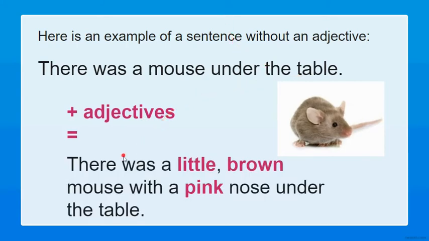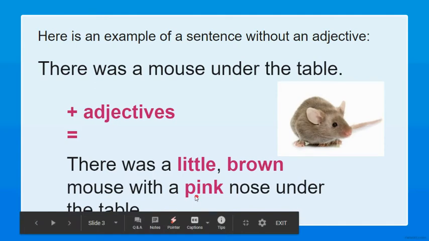So now, adding in some adjectives, it sounds like this. There was a little brown mouse with a pink nose under the table. So now I can picture exactly what this noun, the mouse, looks like. He's little and he's brown. I can also picture that he's got a pink nose. They didn't use any adjectives to describe the table, but that's okay because I know what the mouse looks like.